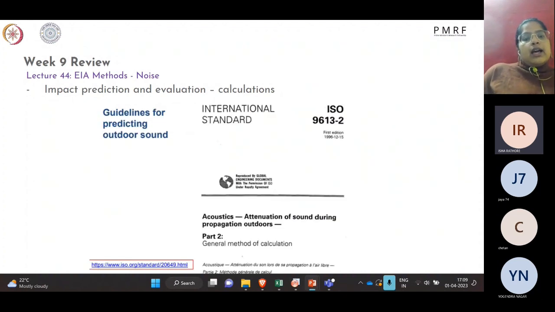And so then for assessing the impact prediction and evaluations, we have calculations. So we have this guide, which is the international standard ISO 9613-2. And this was around acoustics, attenuation of sound during propagation outdoors. And it talks about this general method of calculation of predicting outdoor sound or noise.